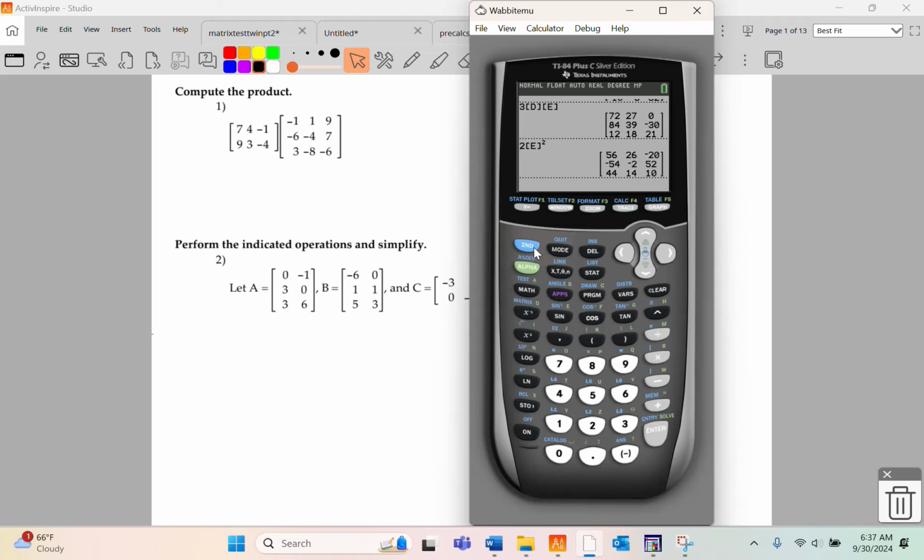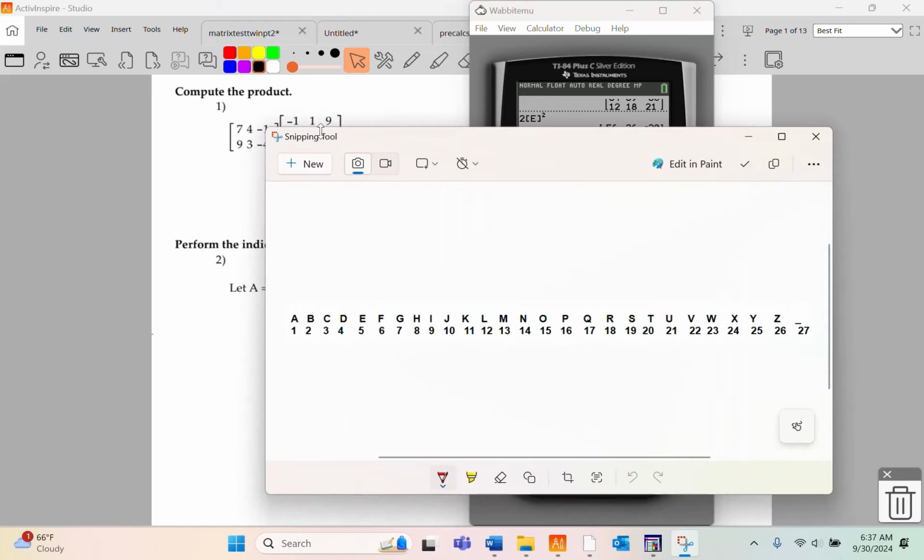All right, so now we're just going to do this. This was basically A times B. Second matrix, A, press enter. Second matrix, choose B, press enter, enter. And there's our result, assuming I didn't make a typo.